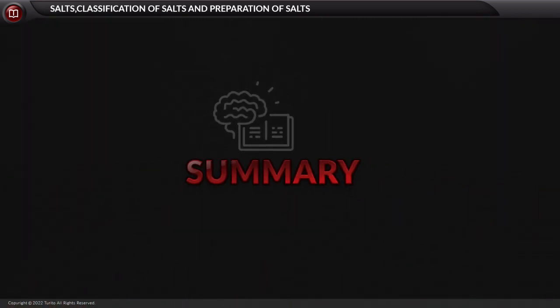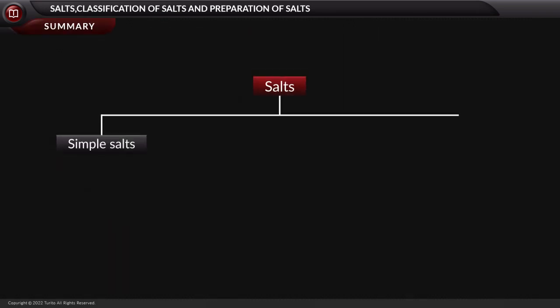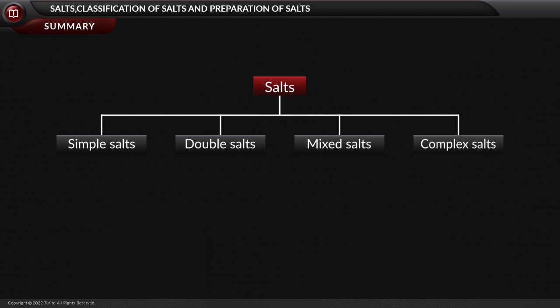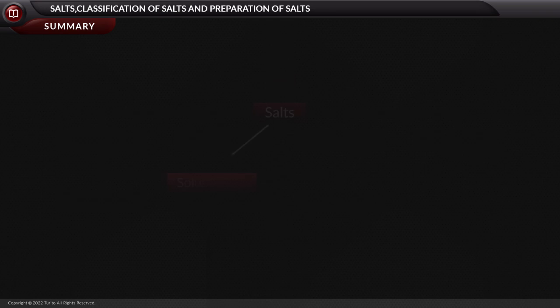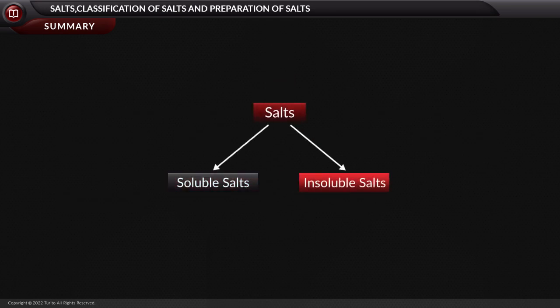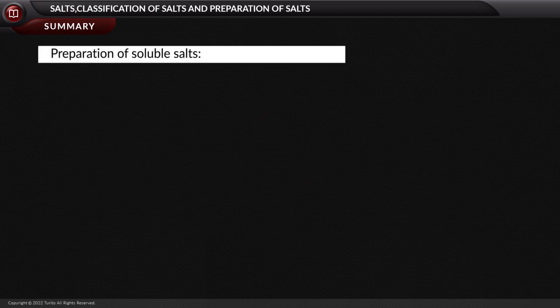Let us summarize. In this module, we learned salts are divided into simple, double, mixed, and complex salts. Simple salts are further divided into normal, acidic, and basic salts. Based on the solubility, salts are also classified as soluble and insoluble salts. Next is the preparation of soluble salts. It can be formed by direct reaction, especially halides are formed by this method.